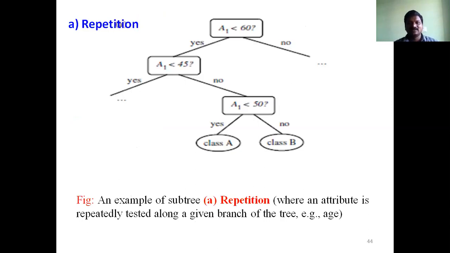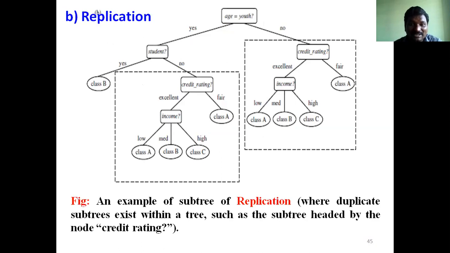Repetition: a1 less than 60, a1 less than 45, a1. That means repeated items are there. The attribute A is repeatedly tested along a given branch of the tree. That is called repetition, and you have to remove the repetition. Now come to replication, which is the duplication of subtrees. You identify the difference between repetition and replication. Repetition means the attribute value repeatedly occurs.